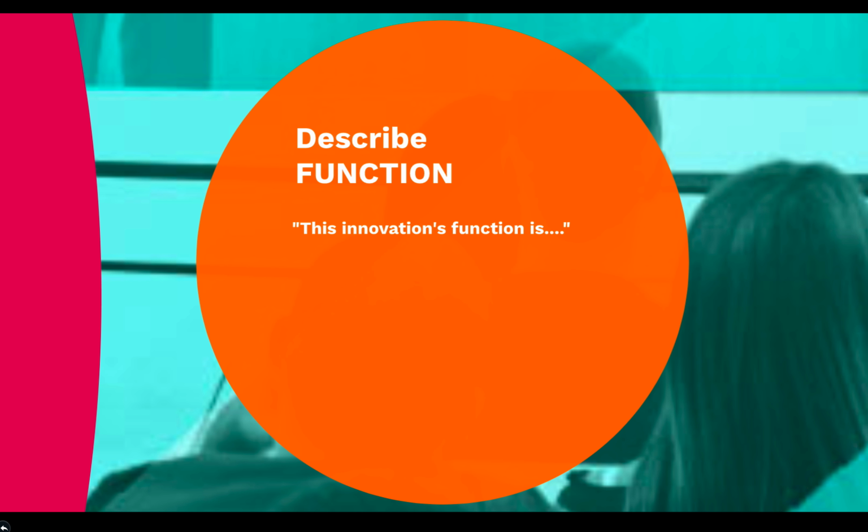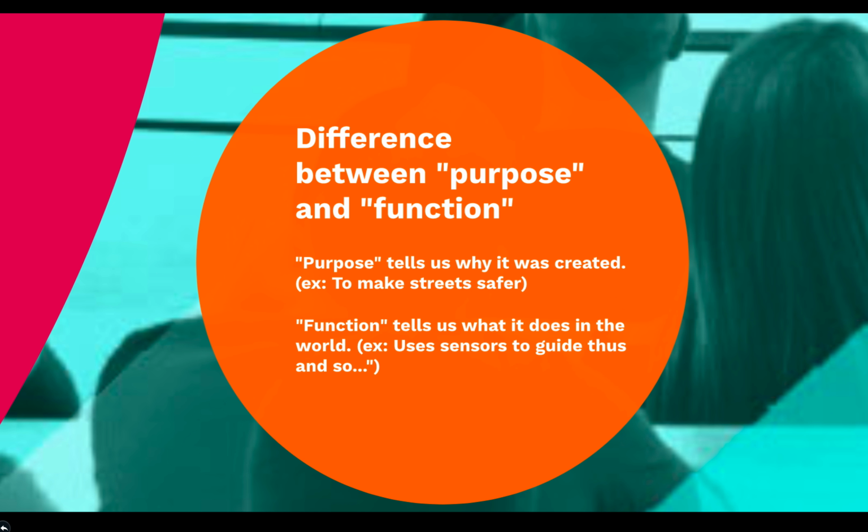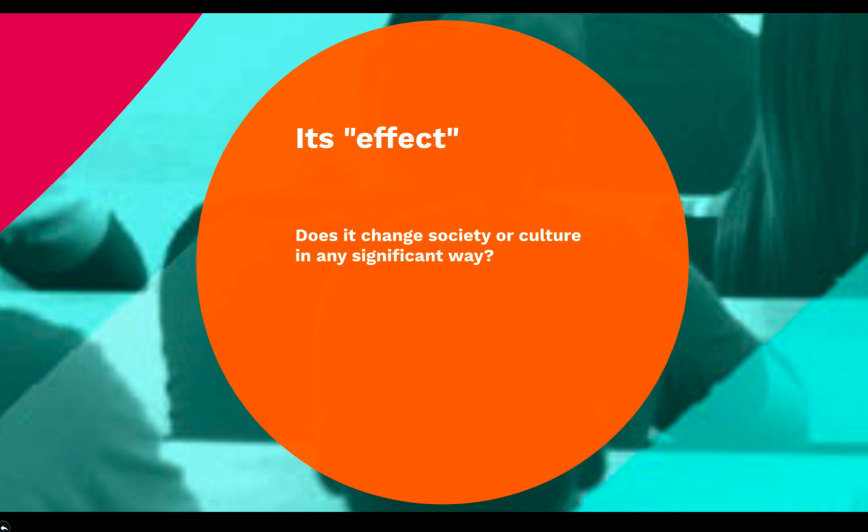The innovation's function is. And a lot of people get a little caught between what's the difference between purpose and function. Well, purpose tells us why it was created. The self-driving car was created to make streets safer. That's the broader purpose. The function, it uses sensors to guide the car and thus and so. So it's a fact. It does make the world a little bit safer, and those are the effects that you're talking about.